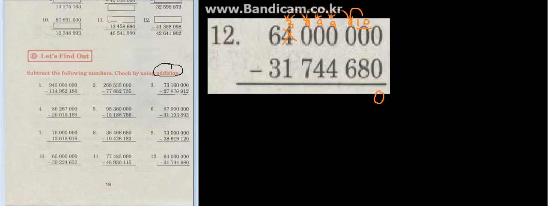So this 10 minus 8 becomes 2, 9 minus 6 becomes 3, 9 minus 4 becomes 5, 9 minus 4 becomes 5, okay, 9 minus 7 becomes 2, 3 minus 1 becomes 2, and 6 minus 3 is 3. So the answer is 32,255,520. Now let's check.